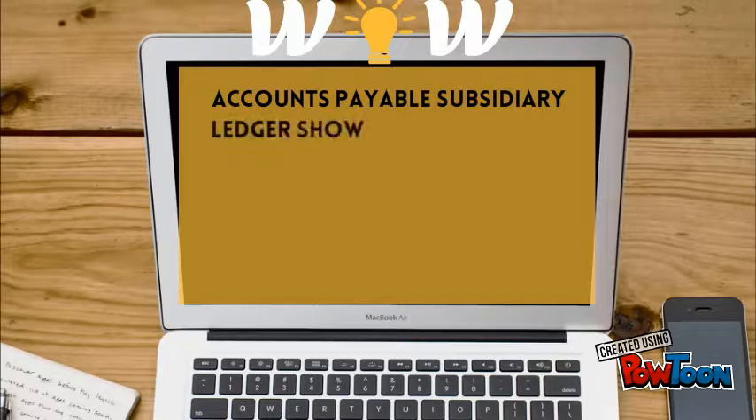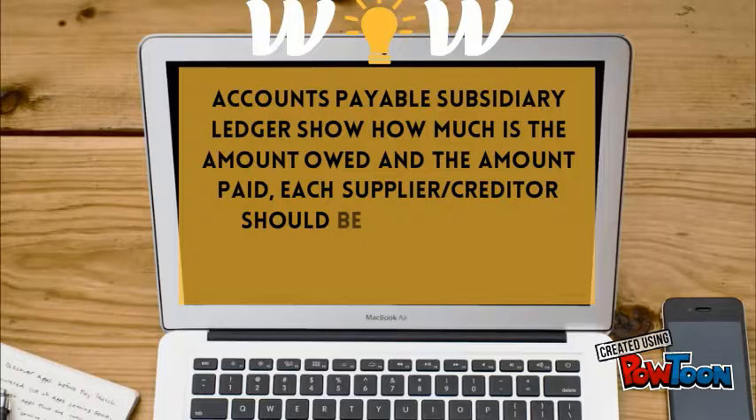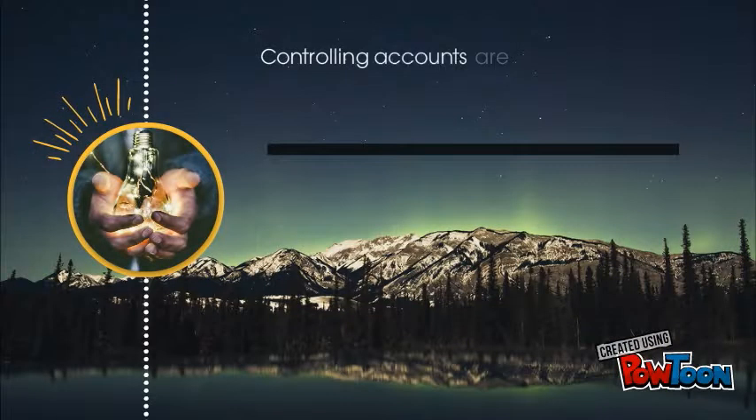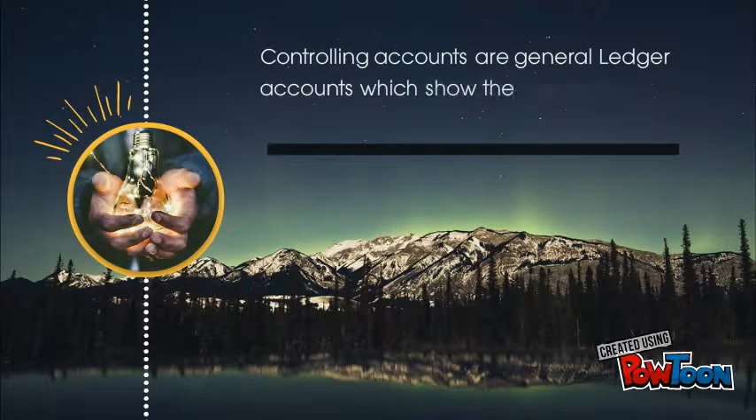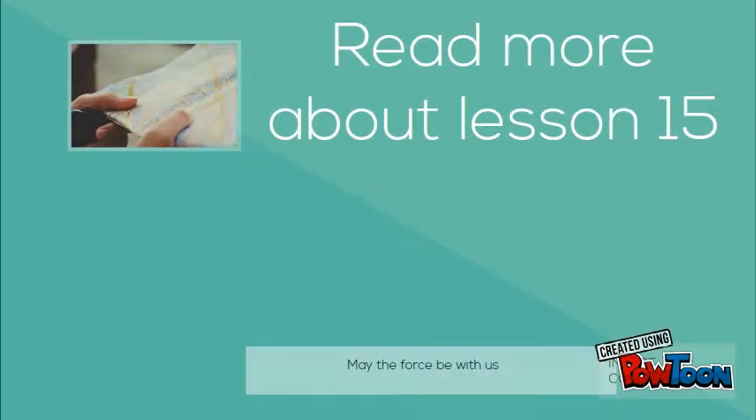Accounts payable subsidiary ledger shows the amount owed and the amount paid. Each supplier or creditor should be provided one subsidiary ledger. Controlling accounts are general ledger accounts which show the summary of the information found in the subsidiary ledger. Read more about it in Lesson 15.